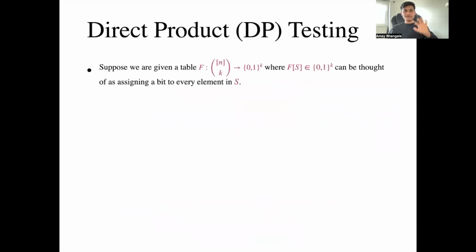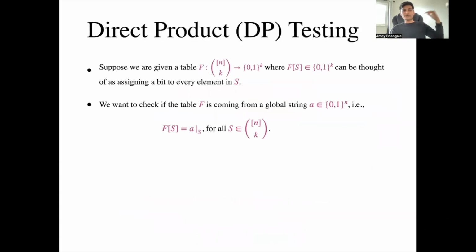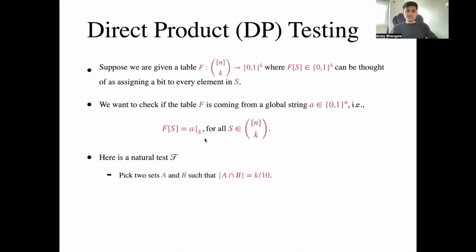So let me define that formally. Here we are given a table that maps every subset of N to a k-bit string. An assignment to a subset can be thought of as assigning a bit to every element in S, where you fix some ordering on S. And we want to check whether F is coming from a global string, whether there exists a string A such that F of any set A is just the restriction of A to that subset. So here is an actual test to check whether this condition holds. You just pick two sets whose intersection is non-trivial, and you test whether the entries of the table on these two sets agree on the intersection.